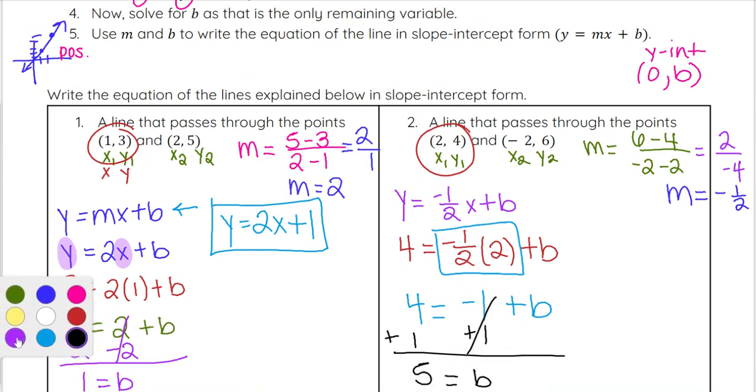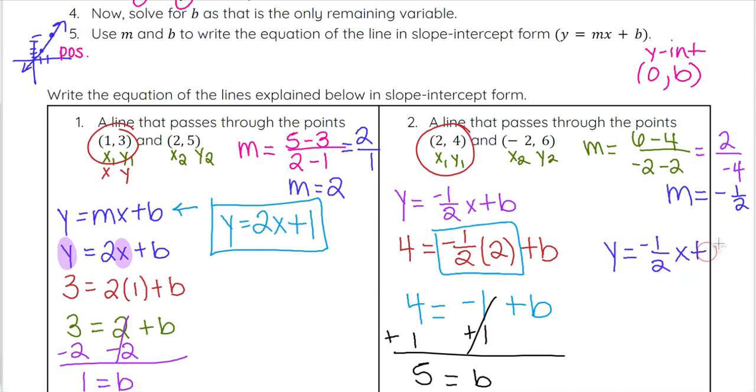And so now we have b and we already had m. So now we can go ahead and write our equation in slope-intercept form. y equals negative 1/2 x plus 5 is the equation of this line that goes through the given points.